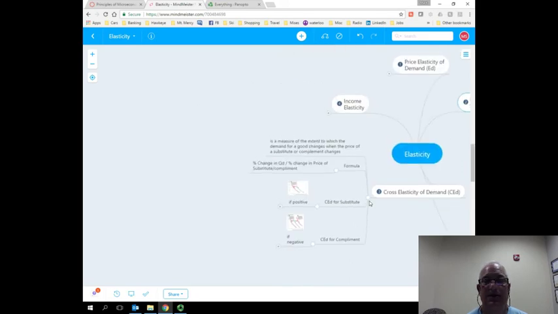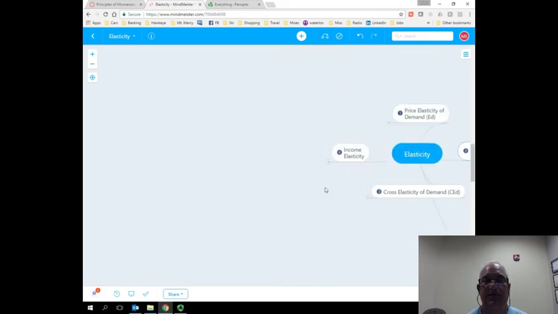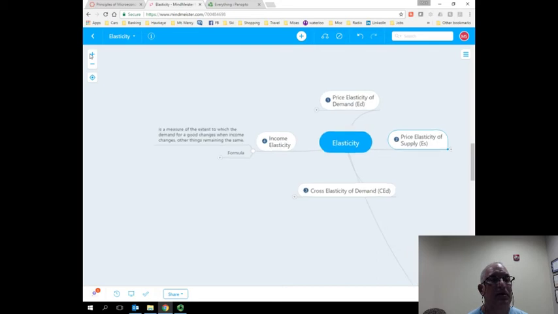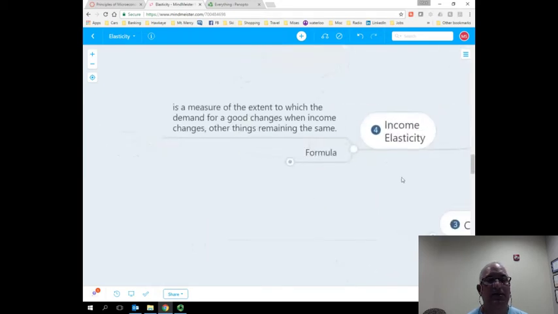Then the last aspect of elasticity we want to look at is income elasticity. Income elasticity is a measure of the extent to which the demand for a good changes when income changes, assuming other things stay the same. So with income elasticity, we're seeing what happens if someone's income or business income, or whatever type of income we're looking at, goes up or down. How does that affect things?